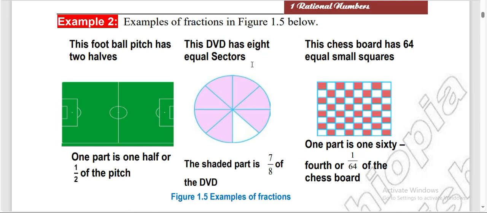8/8 equal to 1. This chessboard has 64 equal small squares, which means you can count these small squares, red and white, and get 64. From that, one part is 1/64 of the chessboard, which means that these red sections are 1/64, or these white sections are 1/64, or you can write 2/64 if you take white plus red.